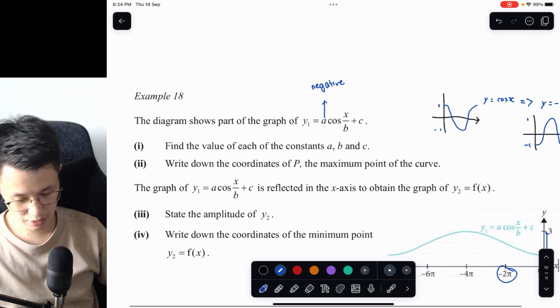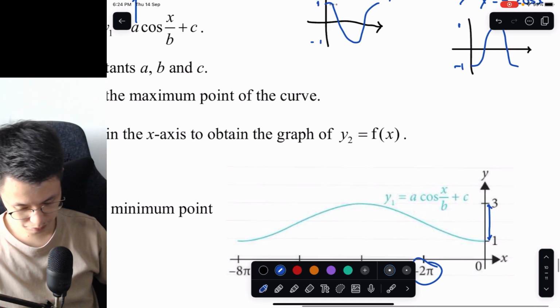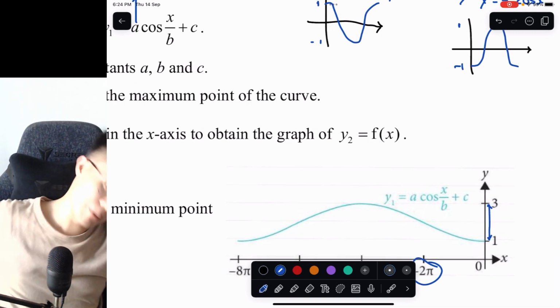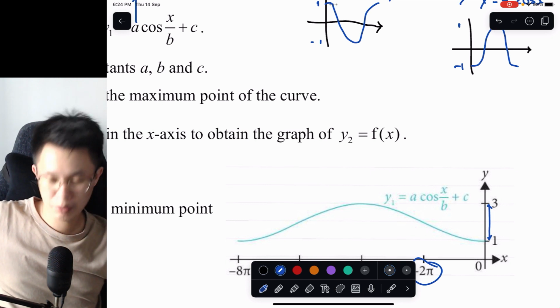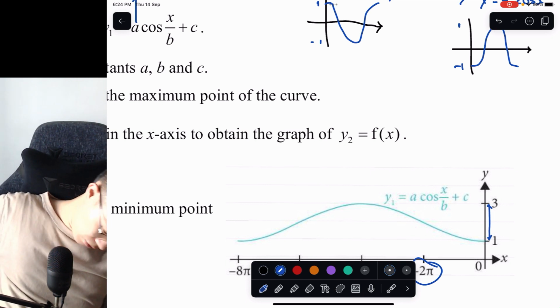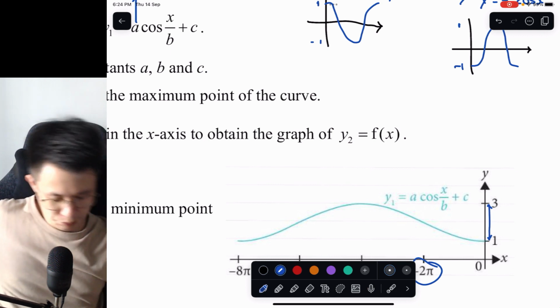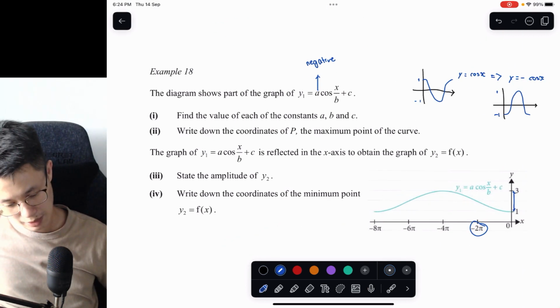Okay, and last but not least, C. Think about it. Your minimum point and maximum point was supposed to be 1 and negative 1. So how do you make it 3 and 1? You just add a certain value, right? And there you go. You have it.